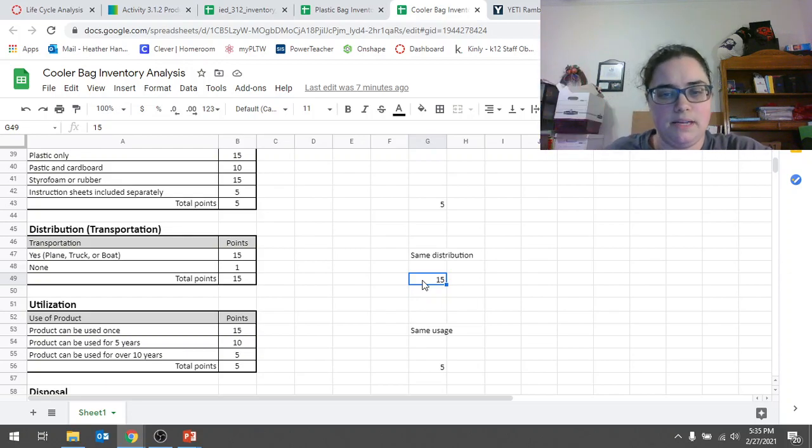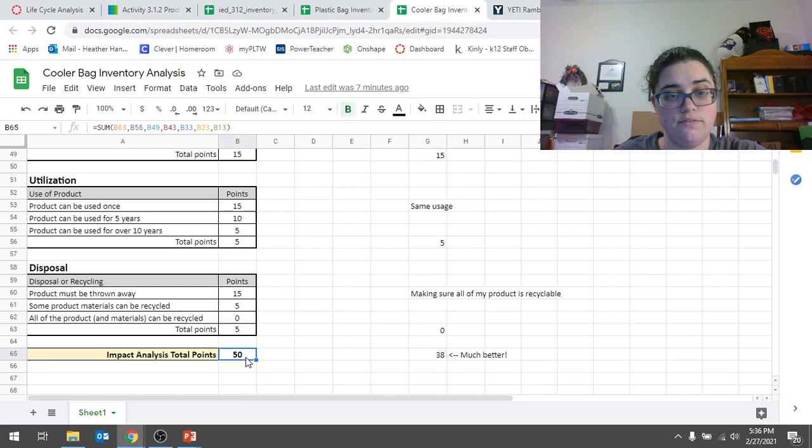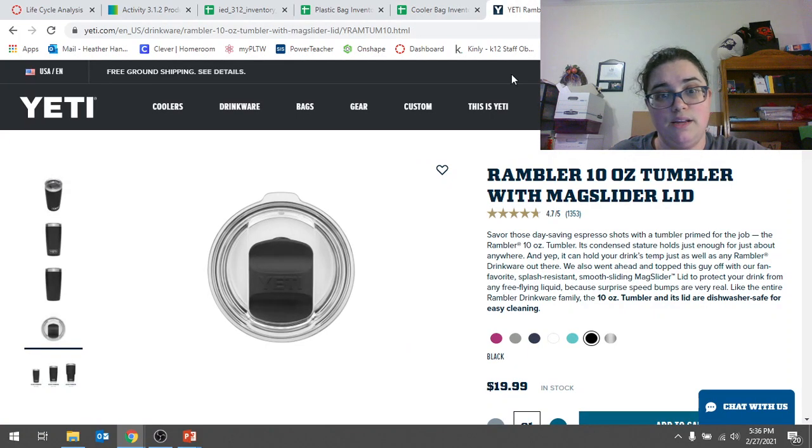I'm going to have the same usage. I don't know the numbers on that, so I'm not going to change that. And I'm going to try to make sure all of my product is recyclable, that there's a way to break it down into its components and reuse and recycle as much as possible. So that brings me down to 38, which is much better. That's a great improvement off of the 50 it was. So think about that when you think about this Yeti Rambler.